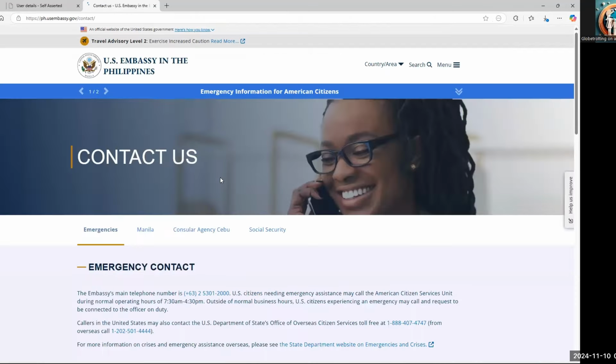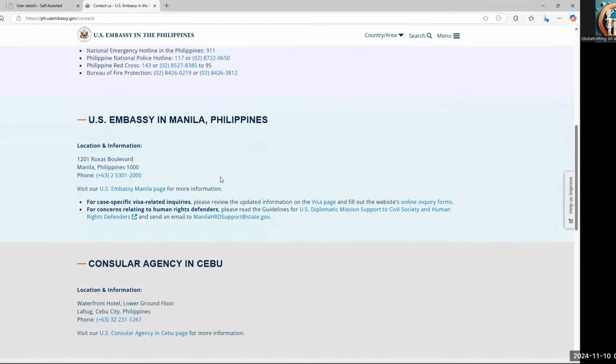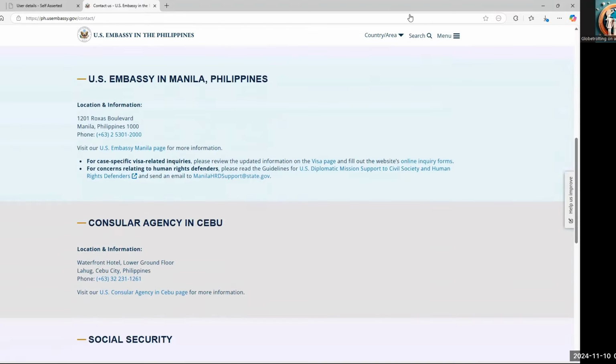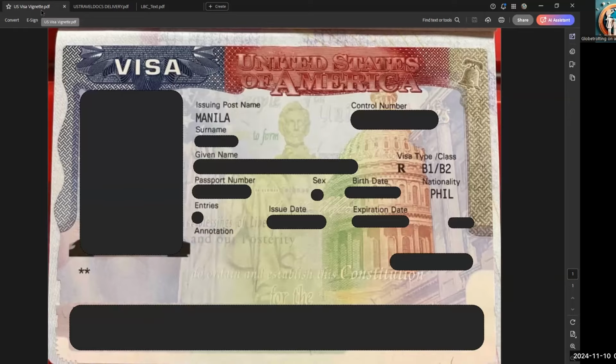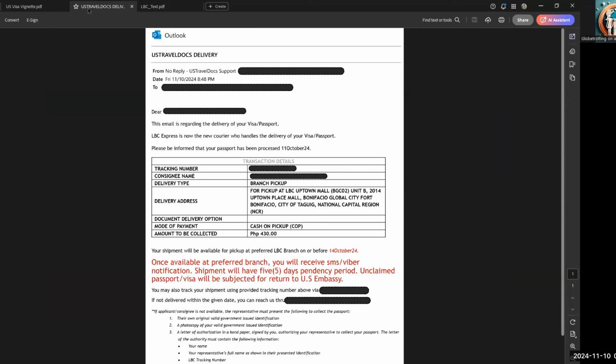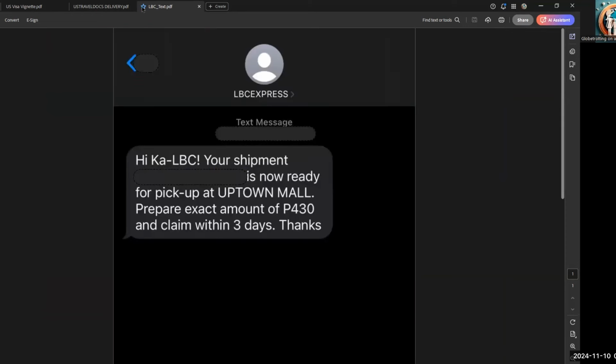At this stage, we had to leave our passports with a consular officer who interviewed us since our applications were successful. It took around 3 days for the US Embassy to return our passports, including our new US visa vignettes. During this period, we received an email from US Travel Docs support informing us that our passport was already being processed. We also received an SMS that our passports were ready for pickup.